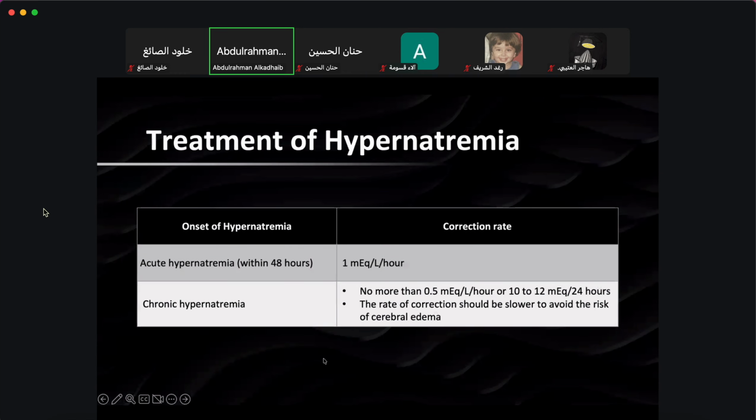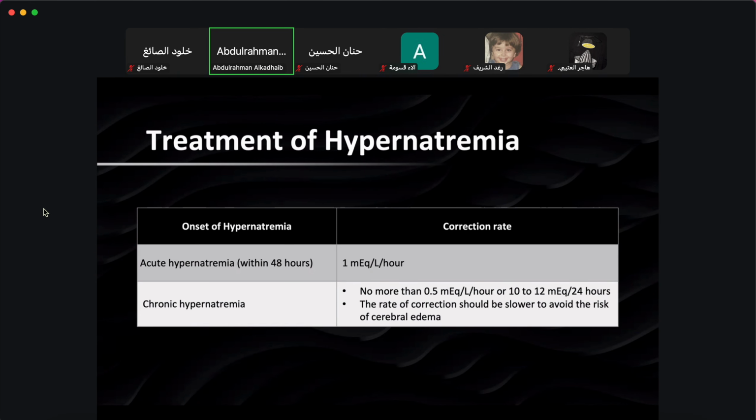As we talked about earlier regarding the correction rate in hyponatremia, it's very similar in treating patients with hypernatremia. We should follow a certain correction rate. In acute hypernatremia, it's usually 1 milliequivalent per liter per hour, and for chronic hypernatremia, the recommended correction rate is around 0.5 milliequivalent per liter per hour.